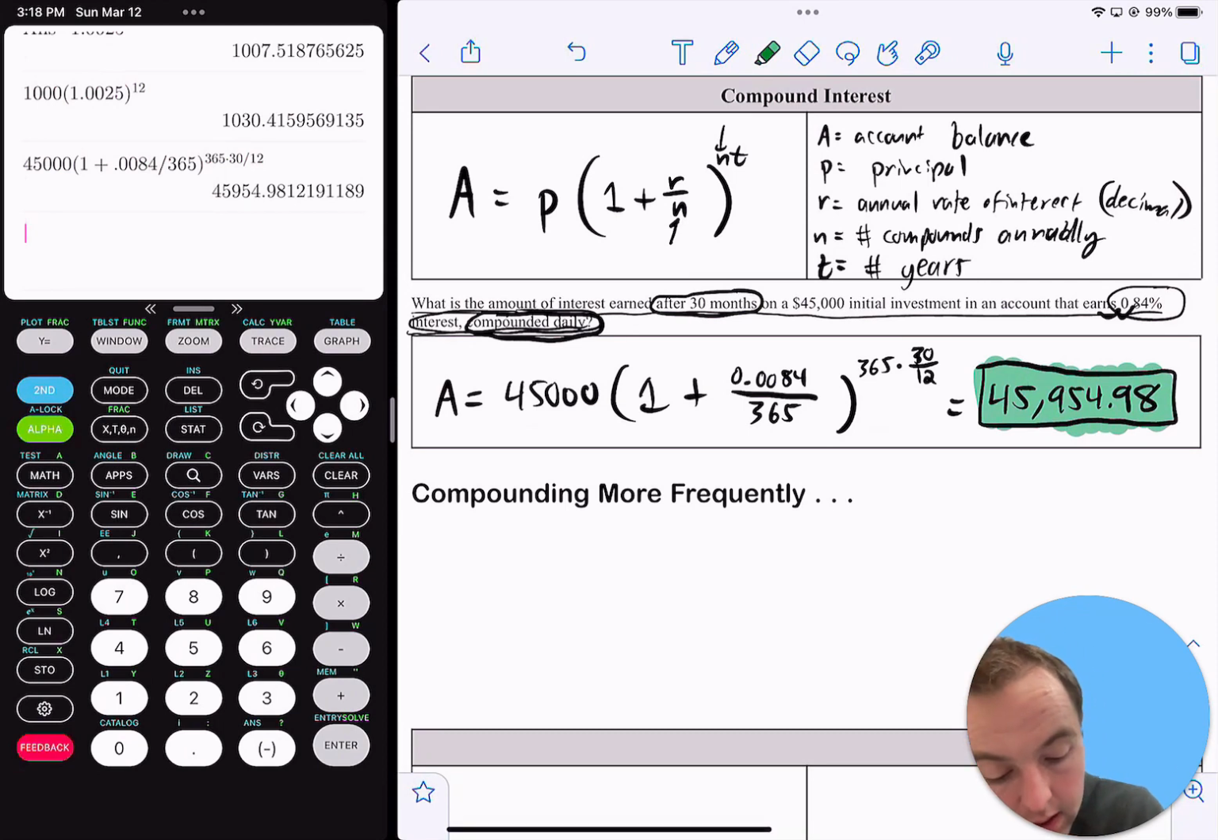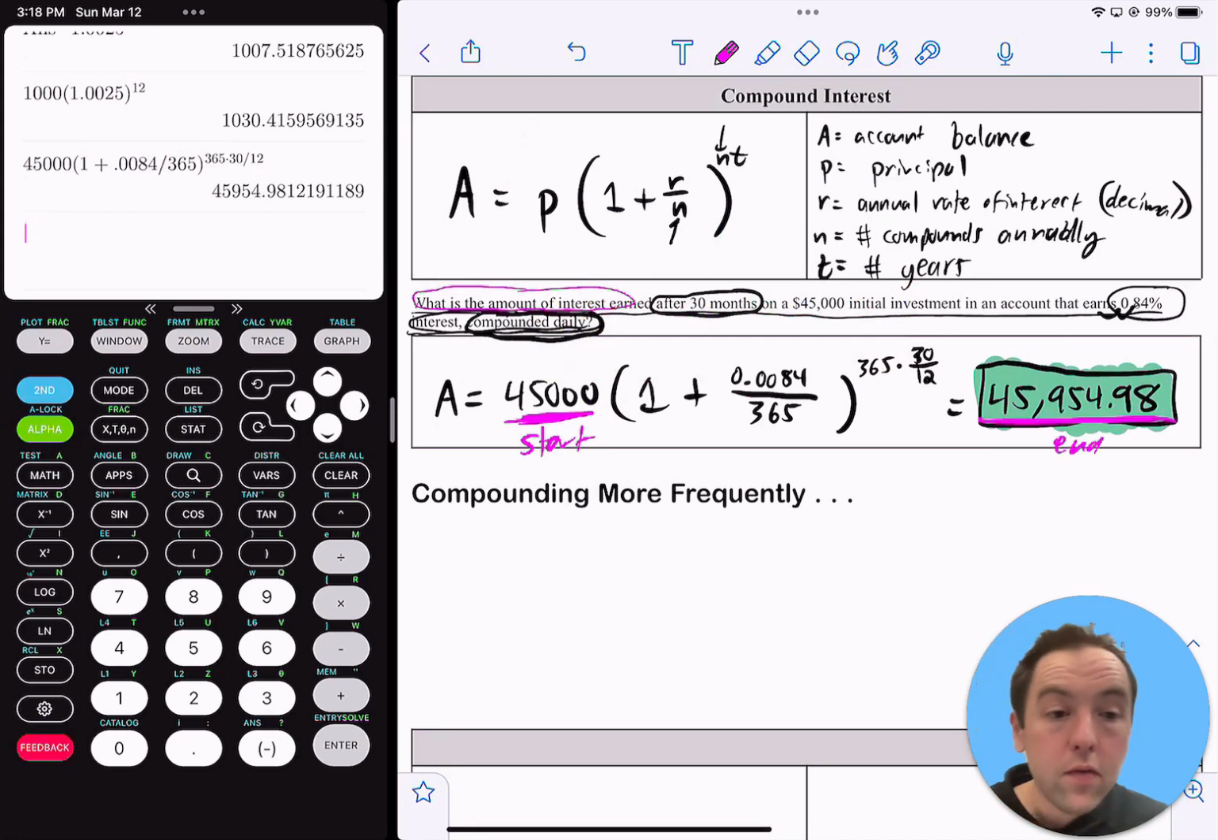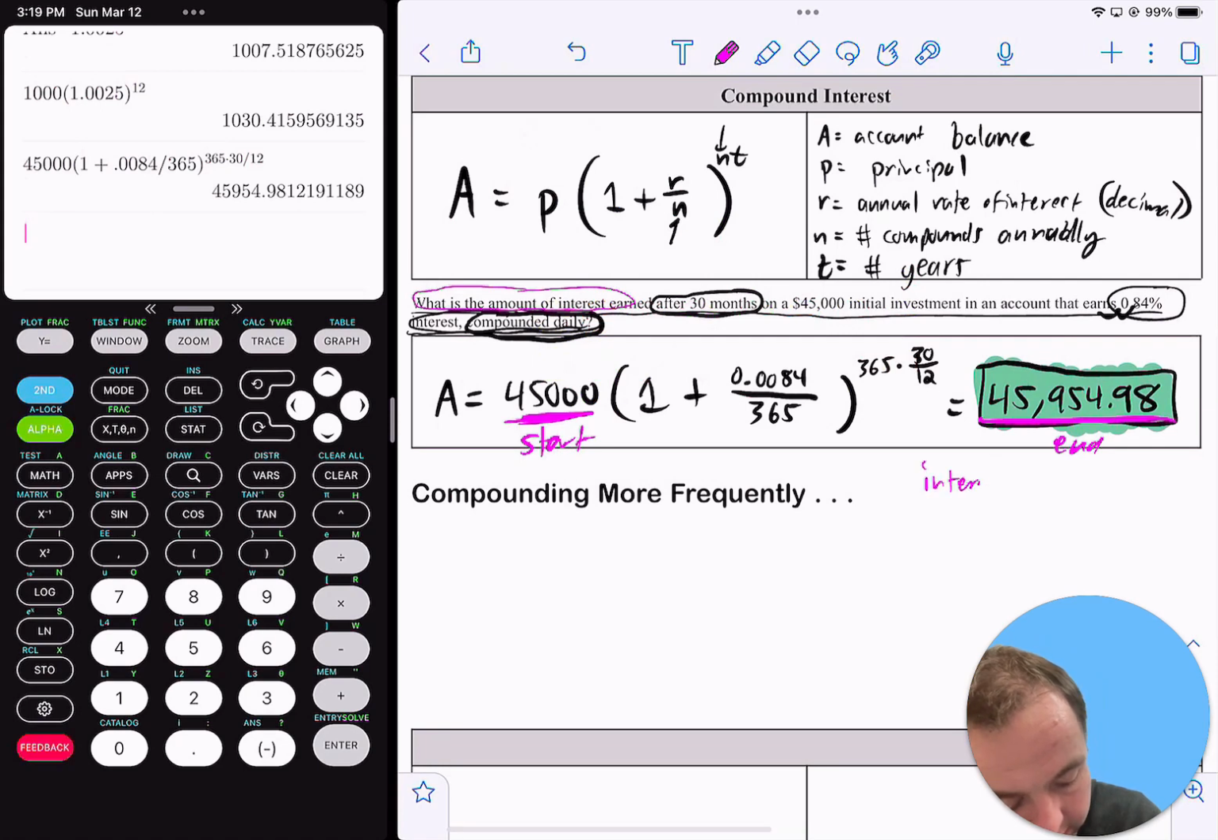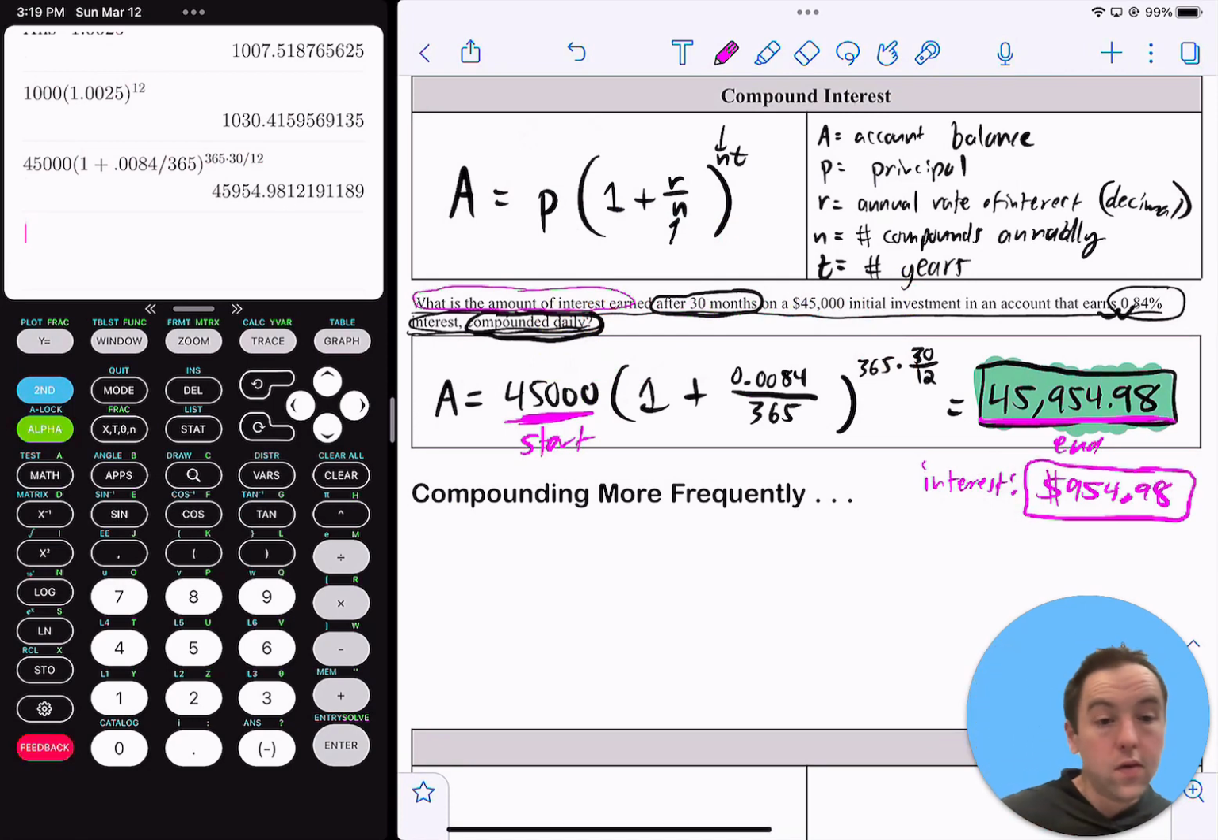We didn't really answer the question, though, because the question was asking for what is the amount of interest that was earned, and the amount of interest that was earned should be how much you've added to your principal. So since we started at $45,000 and we ended at $45,954.98, we want to subtract. So that would tell you then that the amount of interest that you accumulated would be $954.98, since it's the difference between the starting and ending balances over those 30 months.